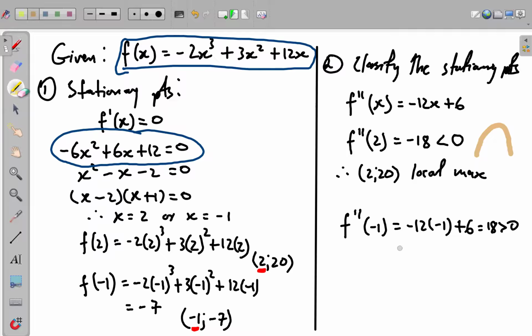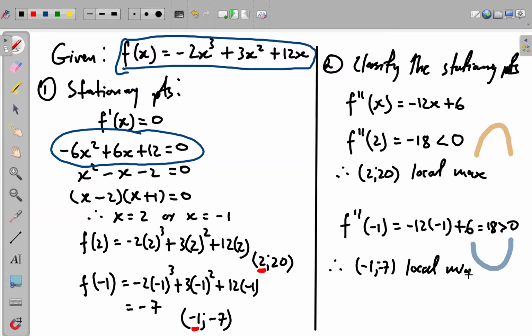And what does that mean? We have a happy face there. And with a happy face comes a minimum. So we will happily say the point -1, -7 is actually a local minimum. So very, very important to take note of that. You see, without even a picture of the graph, we can now start to see what is happening here.